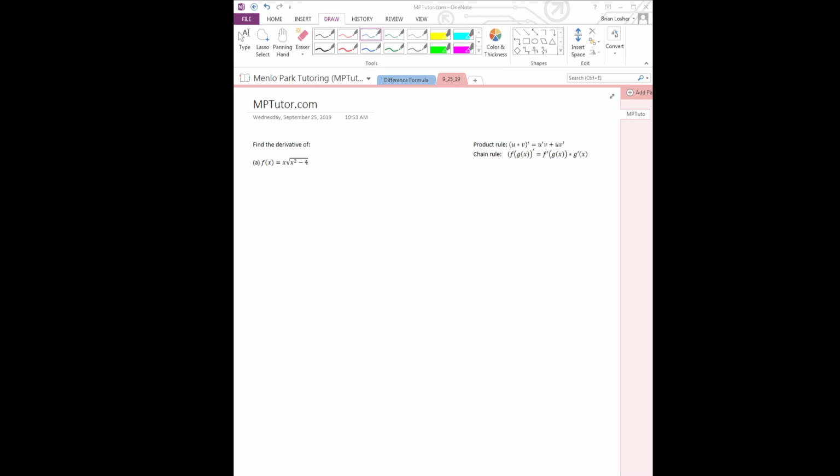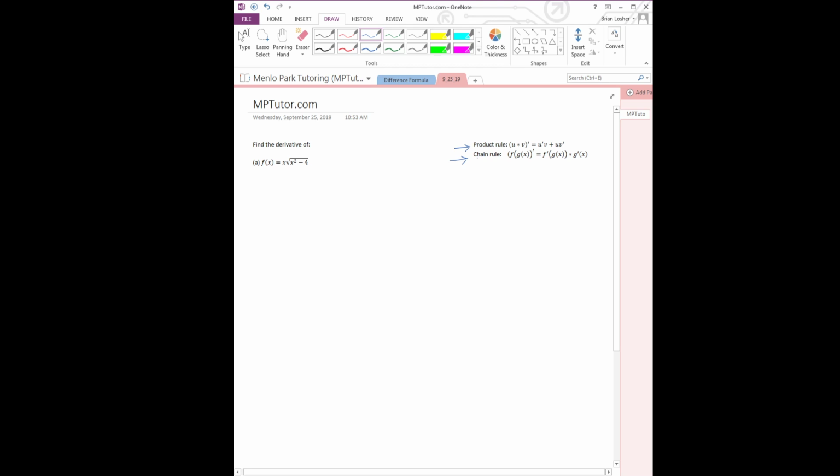In letter A, there are two things going on here. You have the product of x times the square root of x squared minus 4, and you have a composite function of x squared minus 4 and the square root of that. So what does that mean? It means we'll need both the product rule and the chain rule.